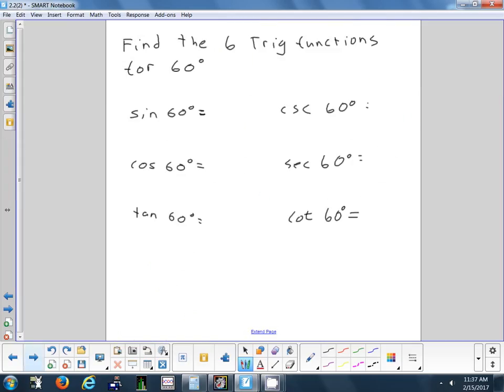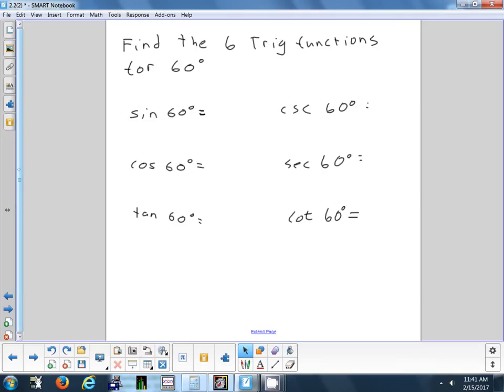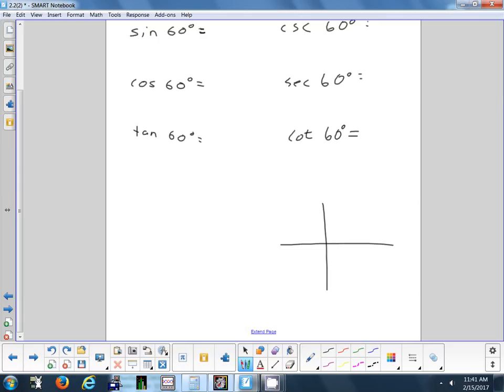Okay, and take a second and see if you can figure out on your own the 6 trig functions for 60. Okay, if you get stuck, let me know. I'll come around and give you a help. All right, so first thing we got to do is get our coordinate for 60. What 2 numbers does the coordinate involve, even if you're not sure the right order? Yep. 1/2 and square root of 3 over 2.